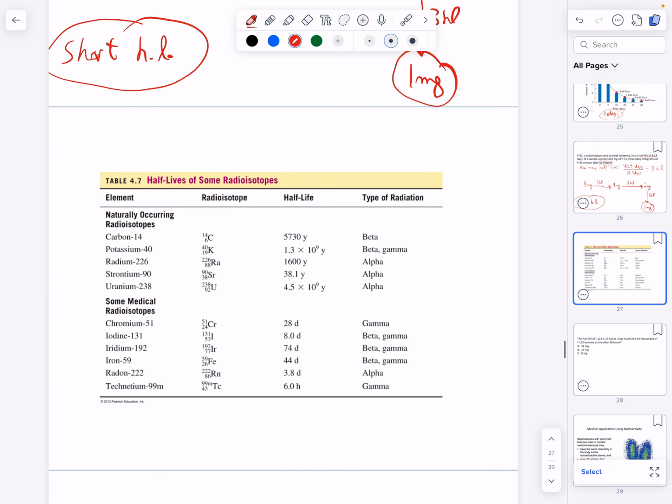This is just to show you an example of medical isotopes. As I told you, all those medical isotopes have a very short half-life, in the days or in the hours.